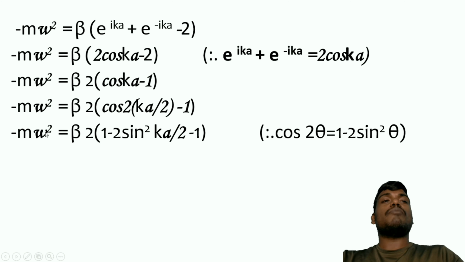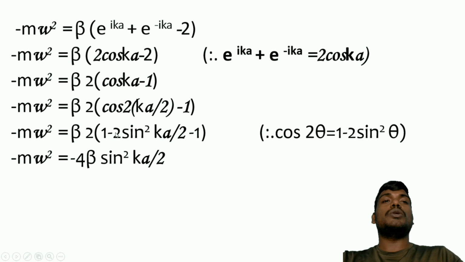Then minus m omega square is equal to beta into 2 as it is. This value is 2 cos theta. Then substitute the value 1 minus sin square theta: 1 minus 2 sin square ka by 2 minus 1. Then the 1 cancels. The term is minus m omega square is equal to 2 into 2 minus 2, then minus 4 beta sin square ka by 2.